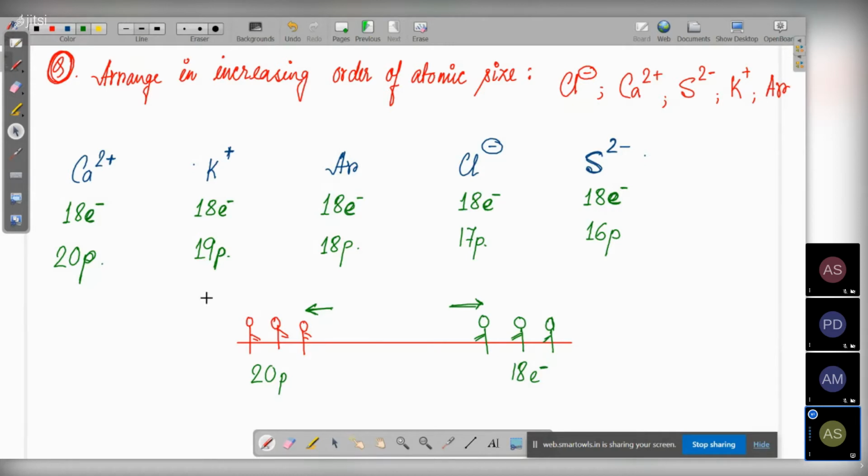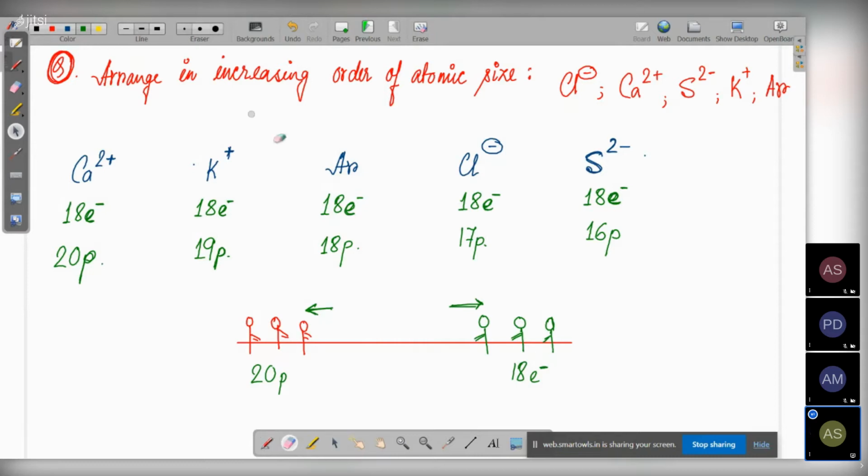So that means the protons will pull the nucleus towards itself. That means protons are present in the nucleus. So 20 protons are pulling 18 electrons. So that's why the atomic size will decrease. Because this side has a greater number of people, that's why a greater amount of strength. So they are pulling the 18 electrons close to the nucleus. So that is why the size of Ca2 plus will decrease.